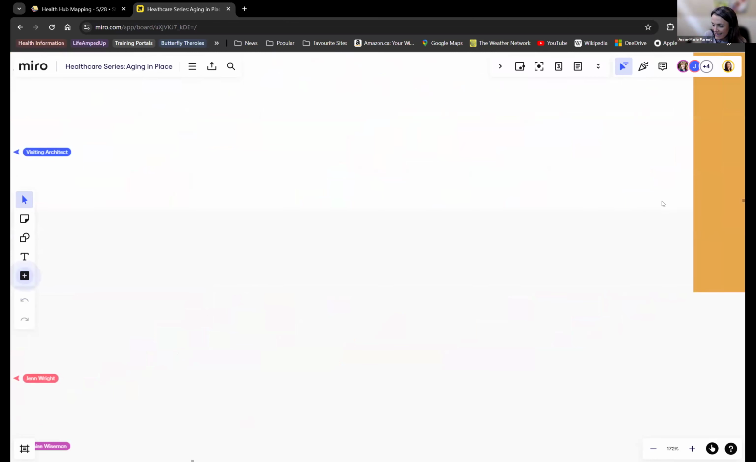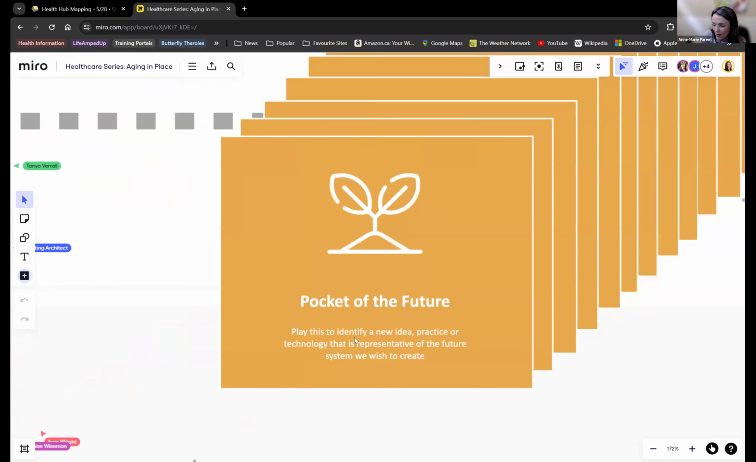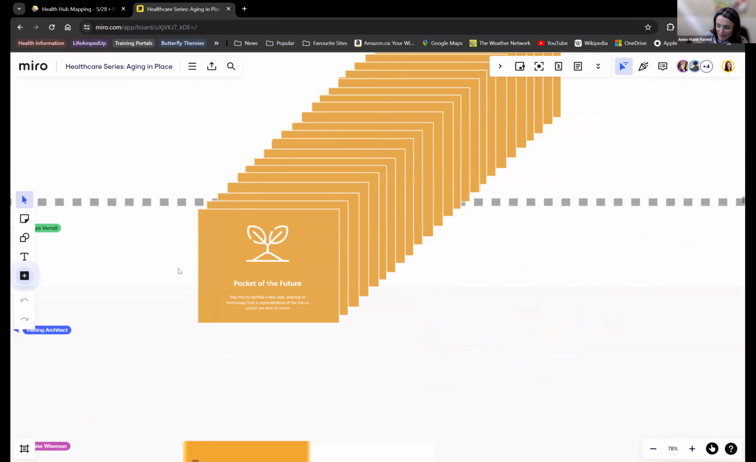And then the last set of ways of looking at problem solving is pockets of the future. Play this to identify a new idea, practice, or technology that is representative of the future system we wish to create. So it's not necessarily the creation of something, but rather, hey, in the future, it would be great if this component were part of the system, and it adds a new idea there. So this is the board game, the bottom of it.